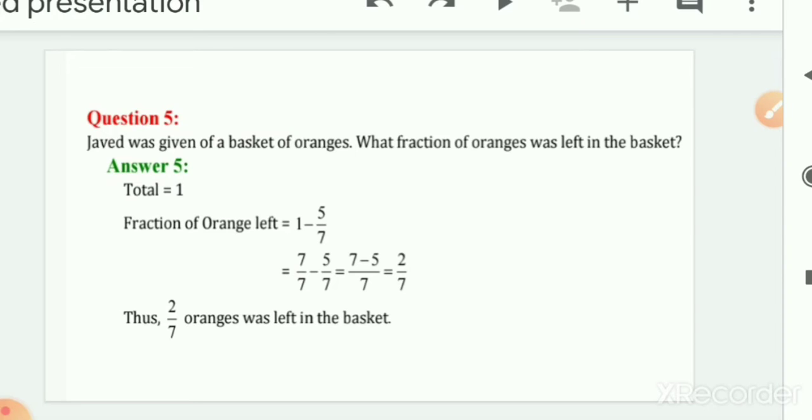I think some... Wait. I think you can have a look in your books. It is telling that Javed was given of a basket of oranges, right? What fraction of oranges was left in the basket? It is not given how many oranges were there in the basket. Okay, I think some problem is there in the question, because it is saying that Javed was given of a basket, right?